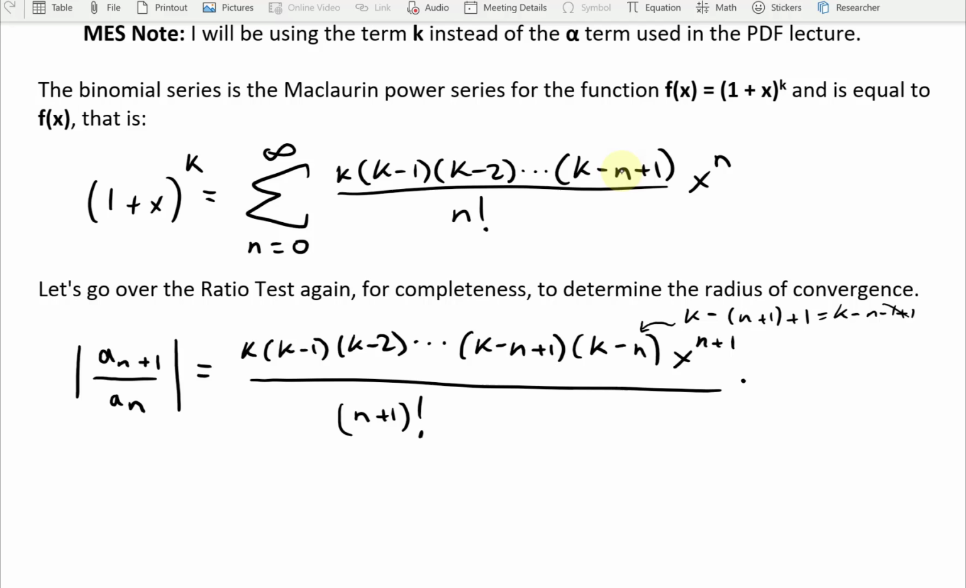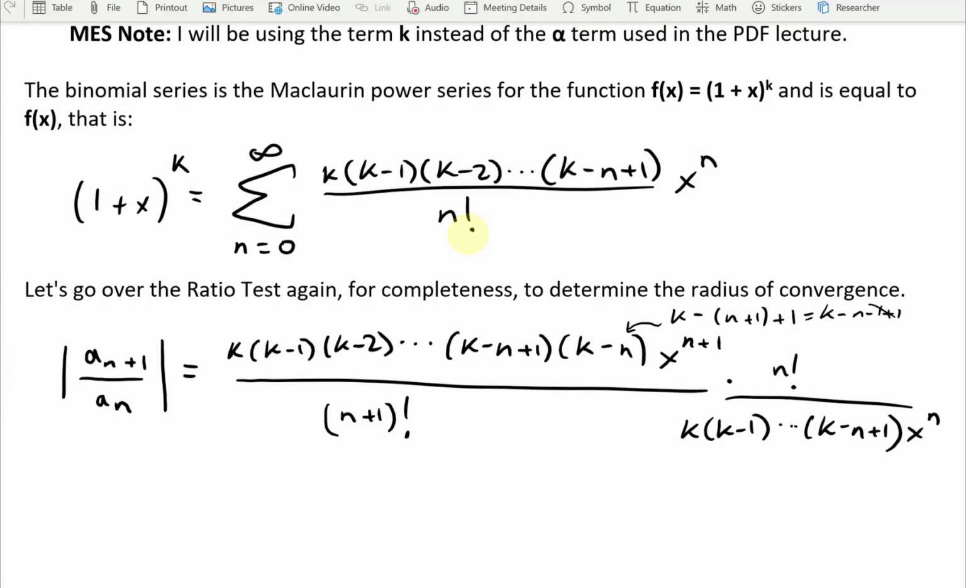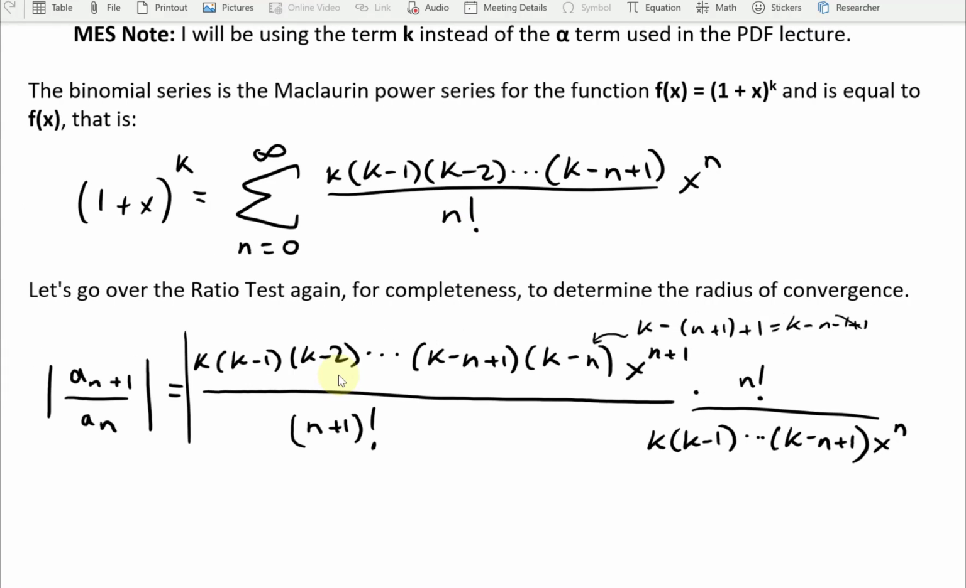And now we're going to be dividing by this one, so we're just going to put this upside down. So on the bottom there's going to be the k's and the x to the power of n, and then the top's going to be n factorial. This is just the inverse of this, n factorial, and we're going to be multiplying this all the way by k, k minus 1, dot dot dot, all the way to k minus n plus 1, and then x to the power of n, like that. And yeah, this is all absolute value.